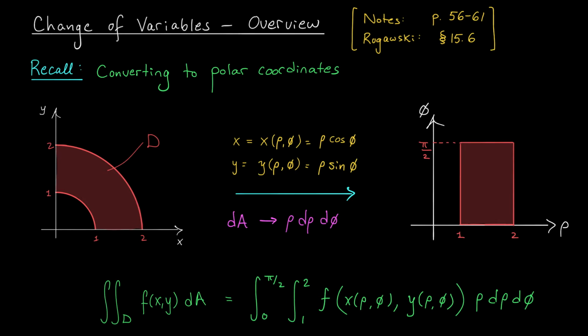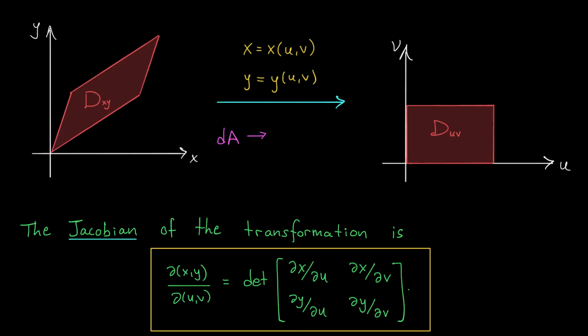Now, it turns out that this whole process is really a special case of our change of variables formula. If you've understood the steps I've outlined for you here, you're now ready to move on to the general case. Moving on to the general case, our problem is exactly the same. We have some region, D_xy, in the xy plane, over which we'd like to integrate our function.